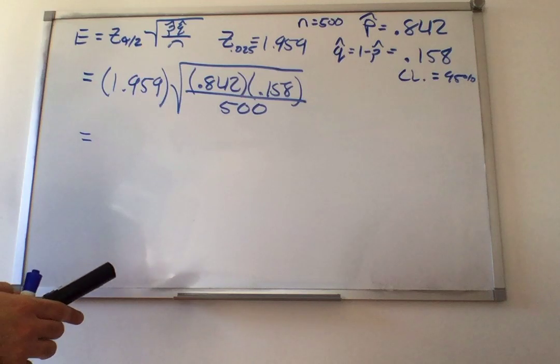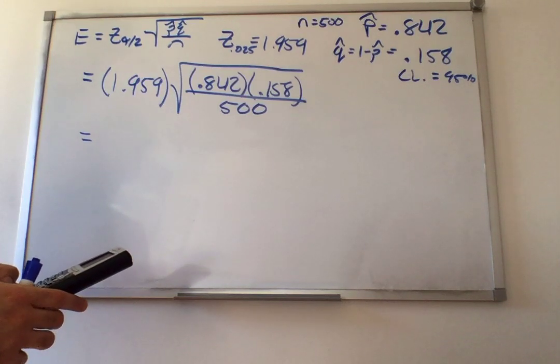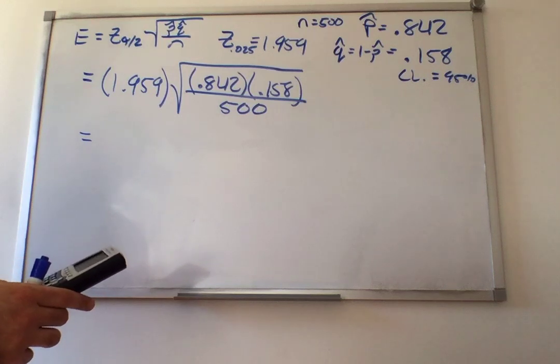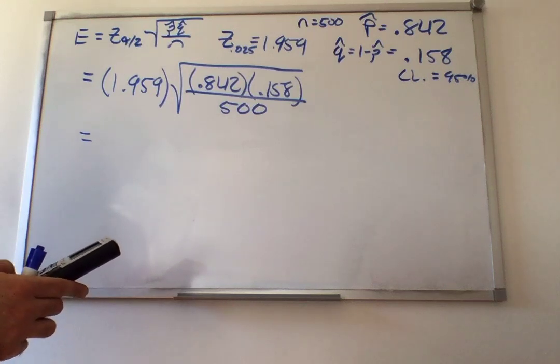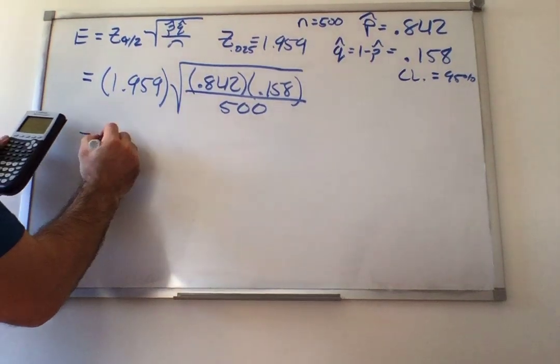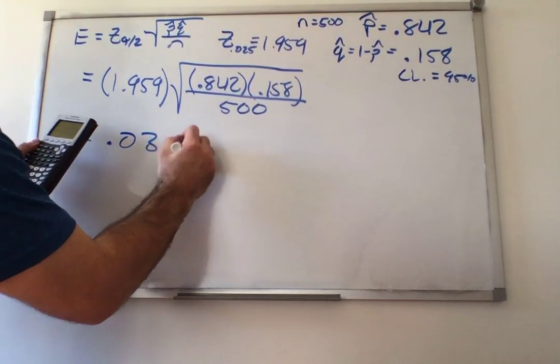1.959 times the square root of 0.842 times 0.158 divided by 500. And this gives us a value of 0.0319.